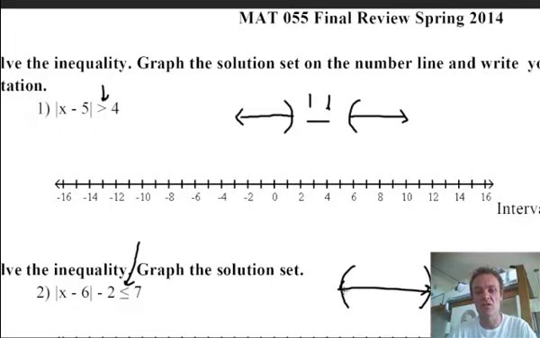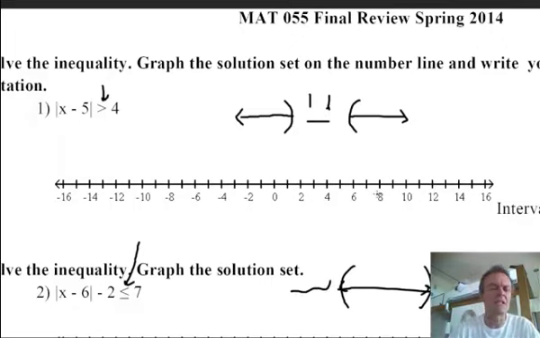Now, when I see a less than, I know it's going to be the numbers in between, and there's going to be nothing out here. So look at the two ways. Right, let's actually graph question 1.